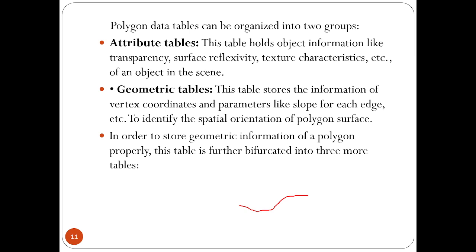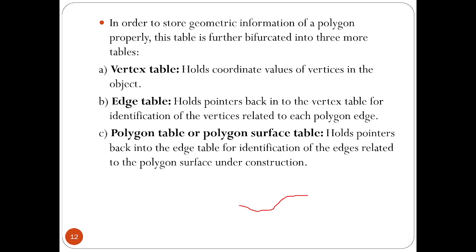To identify the spatial orientation of polygon surfaces, in order to store geometric information of a polygon properly, this table is further bifurcated into three more tables. Based upon the three tables we can store the information of the particular polygons.